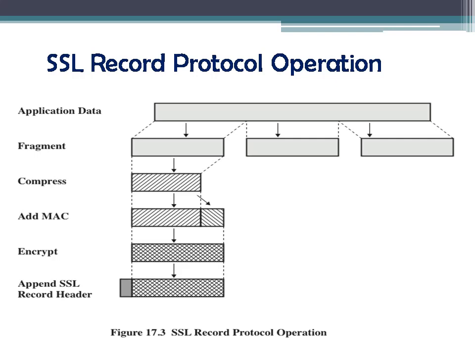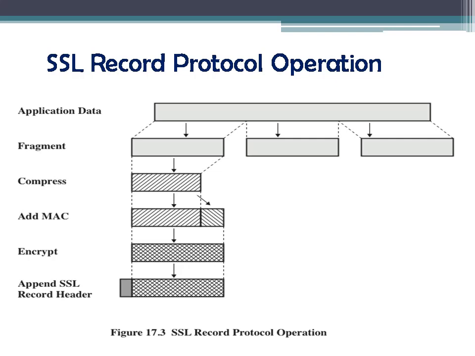It fragments the data into small blocks, then optionally compresses the data. It means that each block is compressed, applies a MAC, encrypts, adds a header, and transmits the resulting unit in a TCP segment. And all this happens at the sender side.